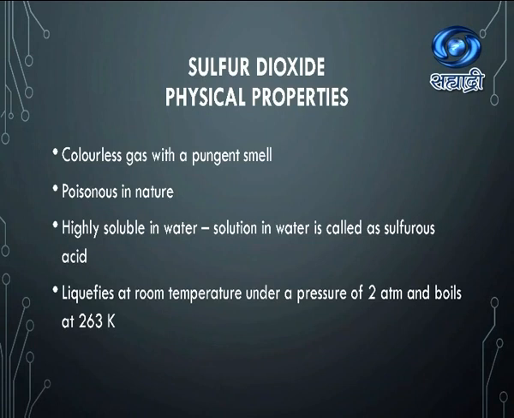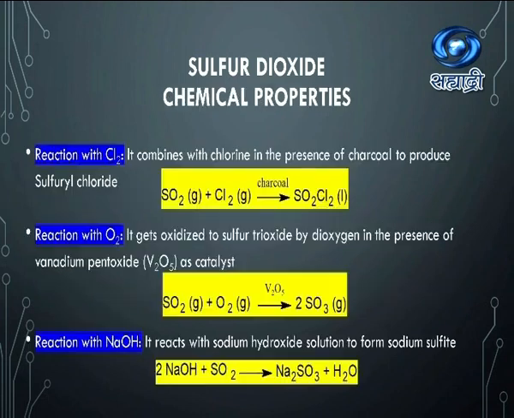Physical properties. Sulfur dioxide is a colorless gas with a pungent smell. Pungent means suffocating smell. So if we inhale SO2, there is always a suffocation that we can observe. So, colorless gas with pungent smell, poisonous in nature, highly soluble in water. The solution in water is called sulfurous acid. It liquefies at room temperature under a pressure of 2 atmospheres and boils at 263 Kelvin.